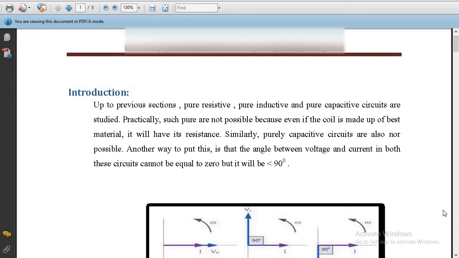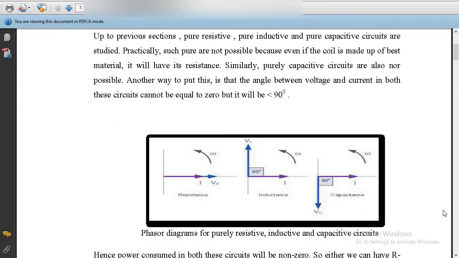What we have seen is that in resistive circuits, voltage and current are in the same phase. In a purely inductive circuit, the voltage leads the current by 90 degrees, or more precisely we say inductive circuits are lagging circuits. Why lagging? Because current always lags the voltage, and if it is purely inductive the angle is exactly 90 degrees, but practically this angle will be somewhere between 0 and 90 degrees. Similarly in capacitive circuits, current is leading, and in ideal capacitive circuits this angle is 90 degrees, but practically you'll have this angle somewhere between 0 and 90 degrees.